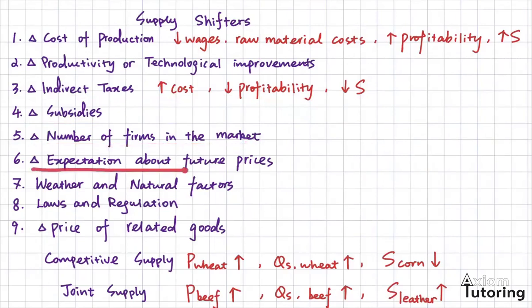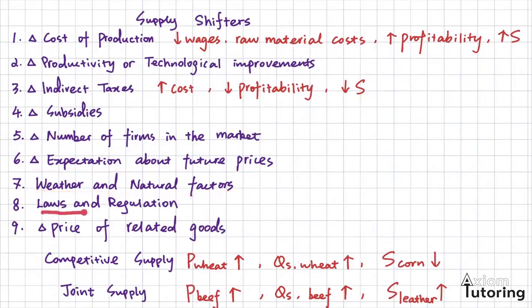Furthermore, changes in expectations about future prices. If firms expect prices to rise in the future, they may restrict current supply. If they expect lower future prices, they may supply more now. Weather and natural factors are also supply shifters, and they mainly affect agricultural products. Favorable weather conditions increase supply. Bad weather, disease outbreaks, or natural disasters decrease supply.